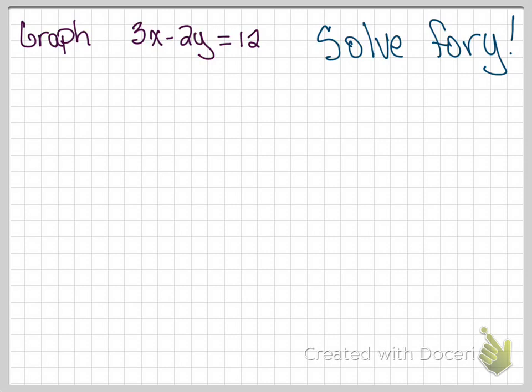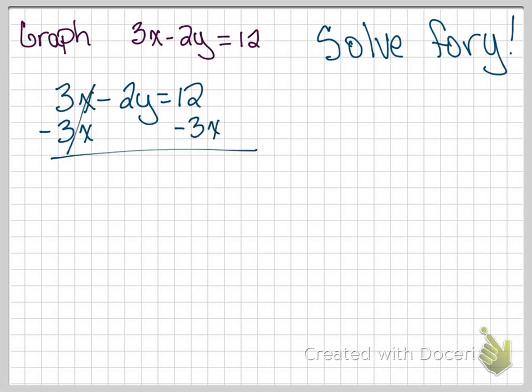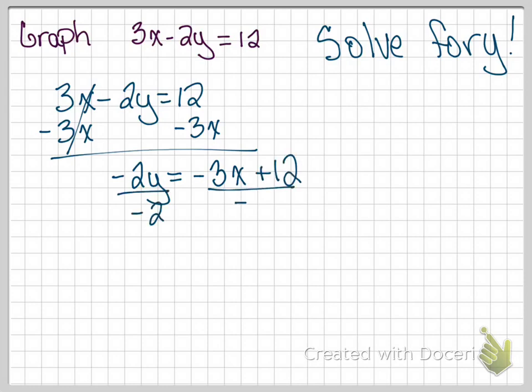Okay? So here I've got 3x minus 2y equals 12. So minus 3x. What do you think I'm in danger of forgetting? The negative. Okay, so bring that negative 2y down. Okay, now I'm going to divide everything by negative 2. So I end up with y equals 3 over 2x minus 6.